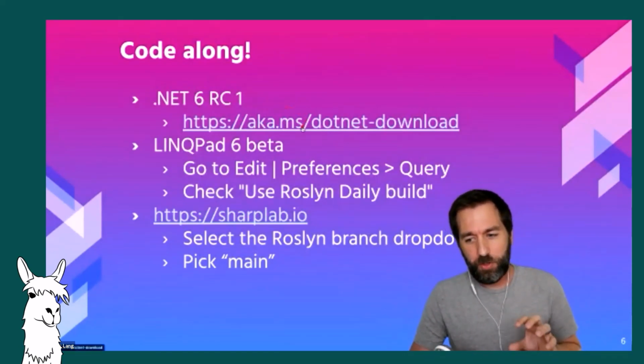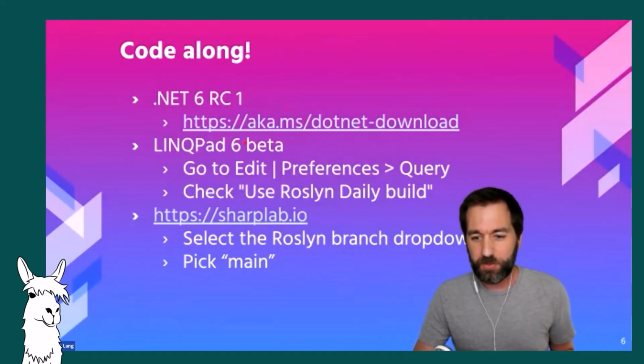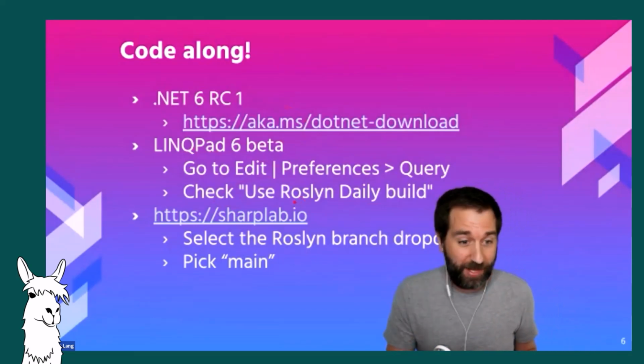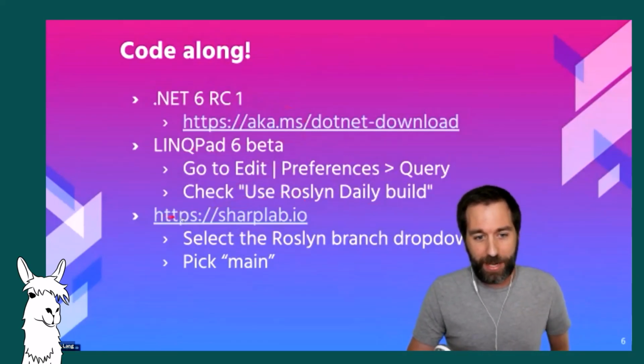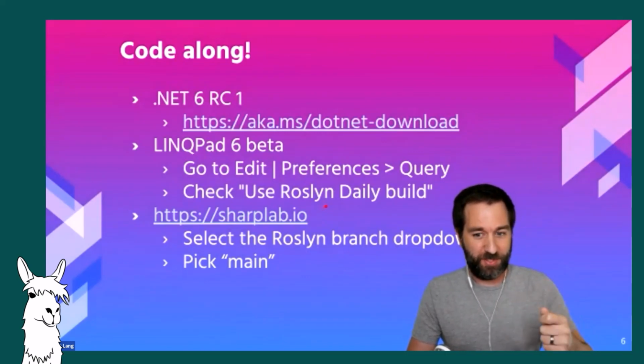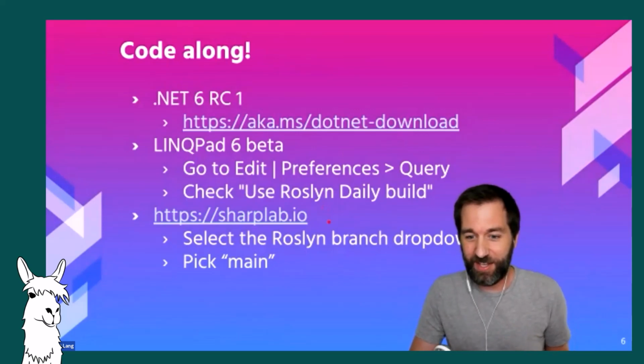If you don't like having preview SDKs installed on your machine, that's fine too. A really good option for you if you're on Windows is to install LINQPad 6, which is in beta, and it has this great option in the preferences, "use Roslyn daily builds." If you check that, you'll get daily builds of Roslyn. You can try out the latest C# 10 features as they land, which is great. And if you can't do either of those, sharplab.io is a great website. I'll be showing that later. It's a great way of trying out little things. You can even try out feature branches of Roslyn for things that haven't yet landed.